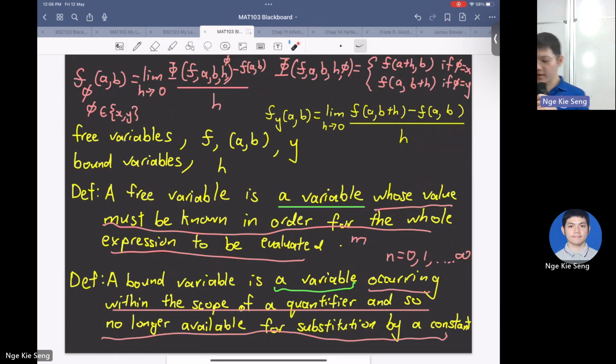So remember, one kind of variable is one you need to substitute for the whole expression to make sense. The other is already occurring with some quantifier, and is no longer for you to substitute as you like. You cannot simply substitute this x anymore because this x is controlled. For a, b, f, you can decide what you want to put. You can study any function you like, at any point you like.